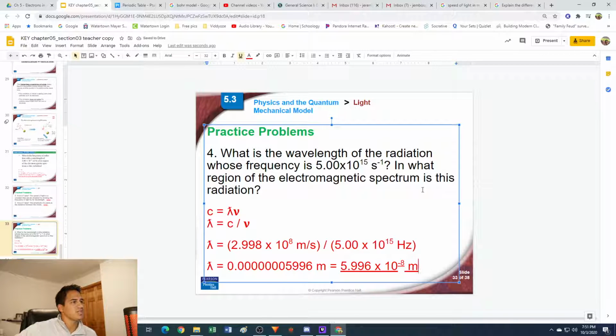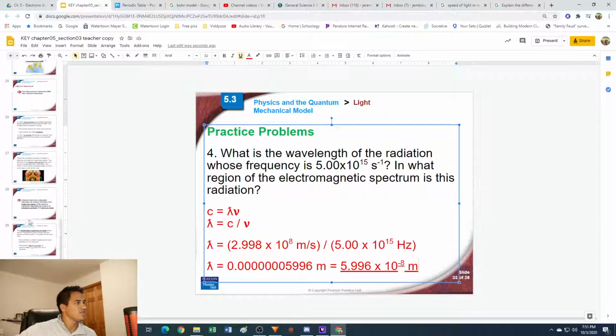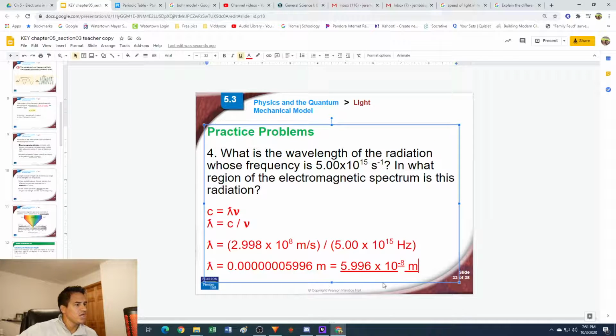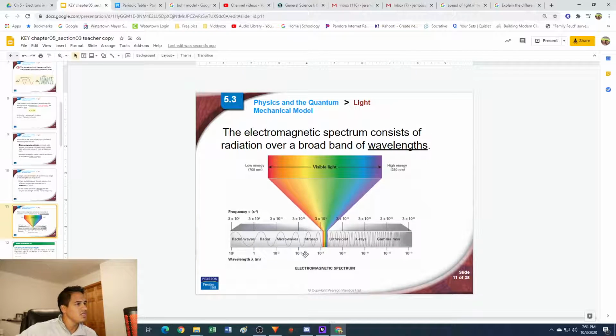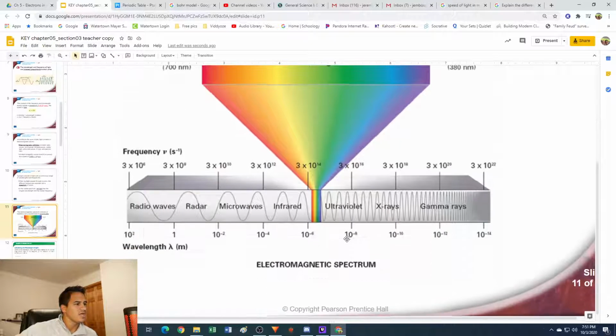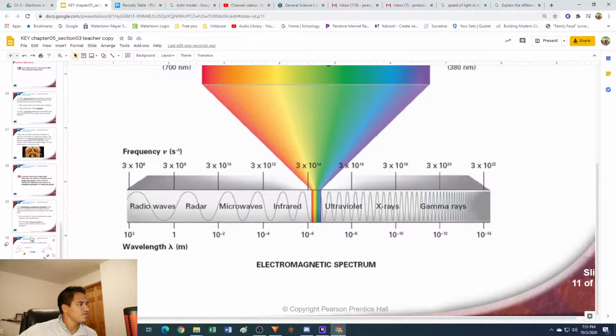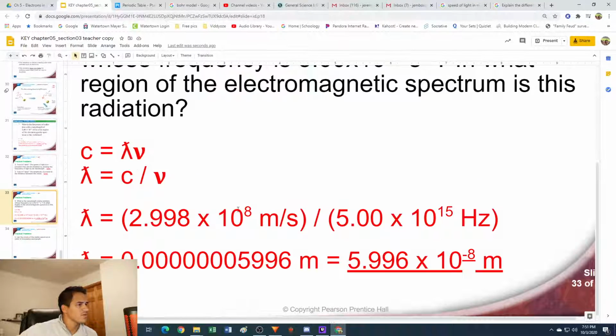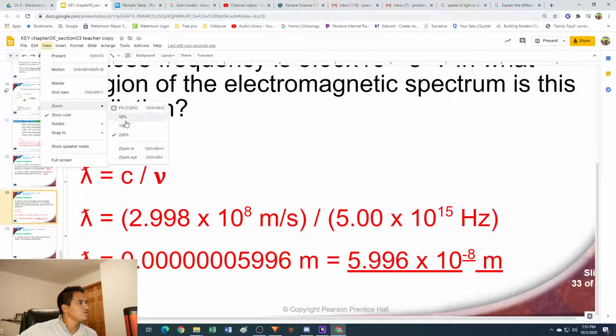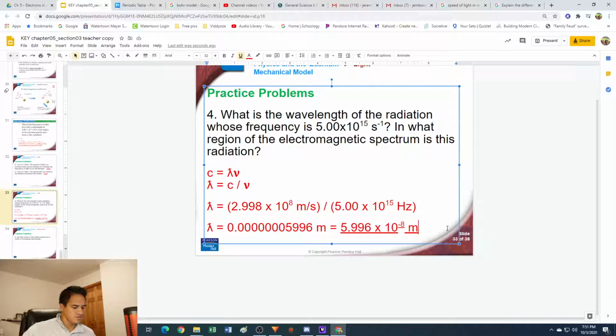And what region of the electromagnetic spectrum is this? So again, let's go back to our picture. And we're looking for times 10 to the negative 8th. Wavelength is down here at the bottom, so let's zoom in on this. And times 10 to the negative 8th is right here. So again, that is going to be in the ultraviolet range. So that is the answer we are going to give them. Again, let's unzoom. So this would be the ultraviolet range. There we go.